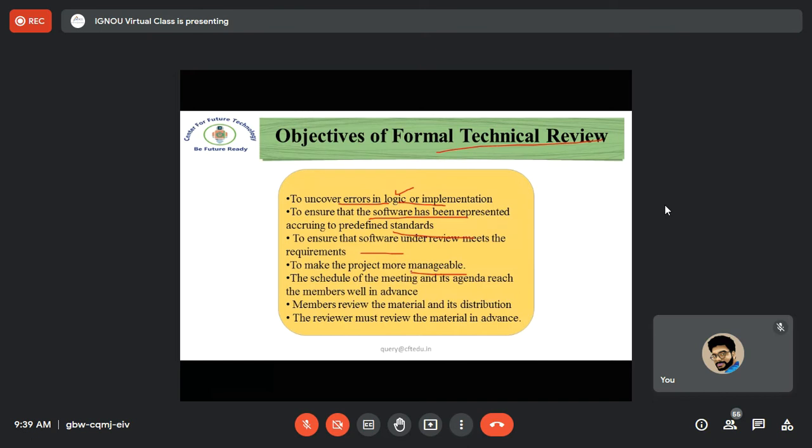And the schedule of the meeting and its agenda: because we are going to perform a formal technical review, what we are going to achieve under it, that agenda must be clear to each and every member of the team who is a part of this review, directly or indirectly. Even the members who review the material and its distribution must be clear, if required at the time of the formal technical review. The reviewer must review the material in advance also. The idea is to get a better glimpse of the things.